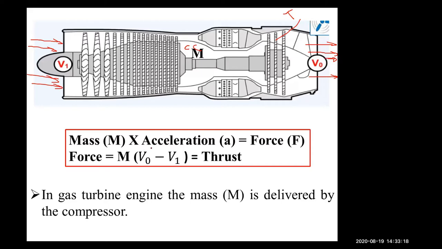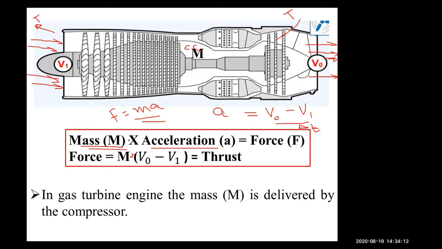Then mass times acceleration will give us force. And as you know, acceleration is the V final minus V initial over the change in time. So this one is force, mass times acceleration, the famous equation known as Newton's second law. So this mass will be delivered at a speed V1 initially and finally released through the exhaust at V final. The product of these gives us a force, and that force is the thrust, which moves the aircraft forward.